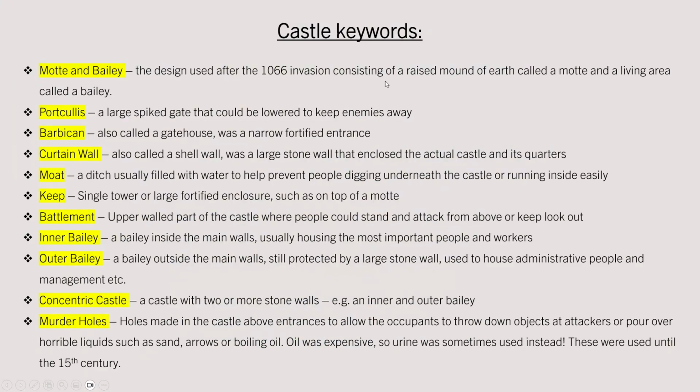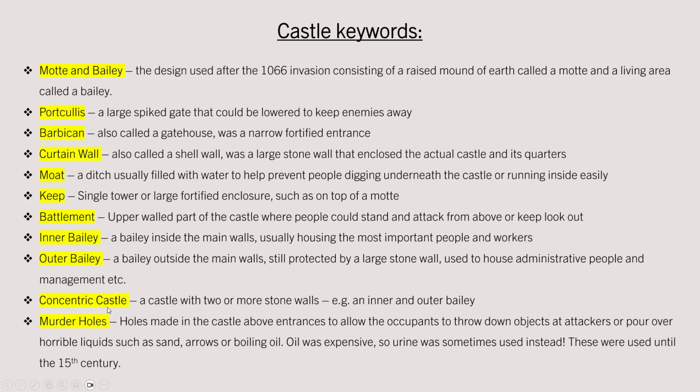So keywords, here we go. I don't think, hang on, let me have a look. No, so the only new keyword that my students would have had was concentric castle. So a castle with two or more stone walls, such as an inner and an outer bailey. That's probably the only thing that they would have had new. Obviously, we've got inner and outer here as well, that's sort of new, but all the rest here they will have already covered in depth.